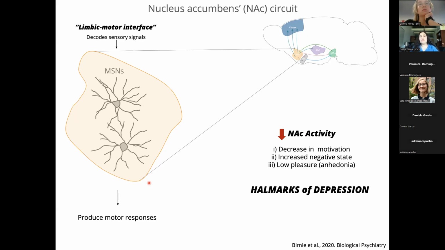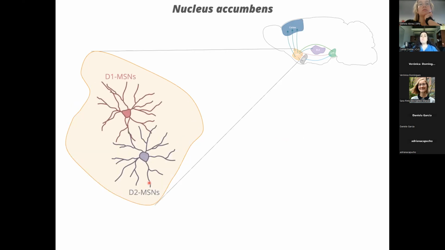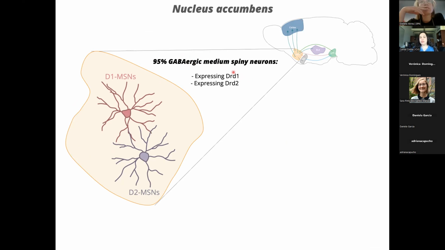Thus, it is extremely relevant for us to understand how the nucleus accumbens encodes this signal so that we can then understand disease better. And the nucleus accumbens is mostly composed, about 95% of its neurons, of GABAergic neurons, which are medium spiny neurons. And they are generally divided into those that express either dopamine receptor D1 or dopamine receptor D2.